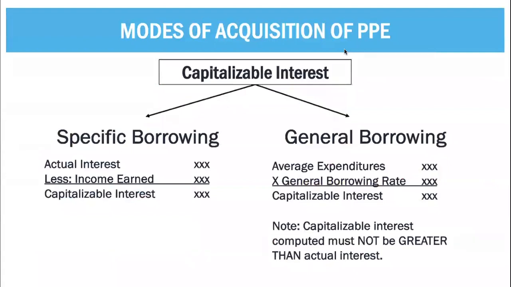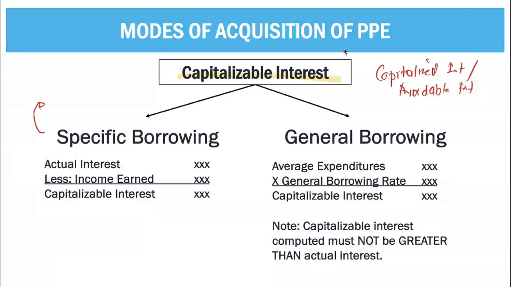When we talk about the amount of interest to be included, that is your capitalizable interest, or your capitalized interest, or your avoidable interest. Those are the terms we use if the question is what amount. So what is the capitalizable interest, the capitalized interest, or the avoidable interest? Your capitalizable interest depends on whether it is a specific borrowing or a general borrowing.